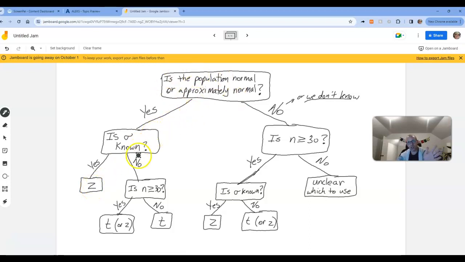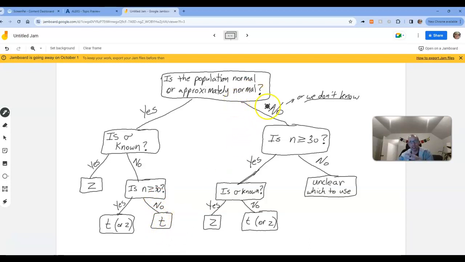If the population is normal, but you don't know sigma, well, you're going to flow down here to the right and see how big the sample is. If it's bigger than 30, then really you could use either one, a T or a Z. If it's not bigger than 30, so it is about normal, but you don't know sigma, it's a small sample, then you use the T. You shouldn't use the Z.